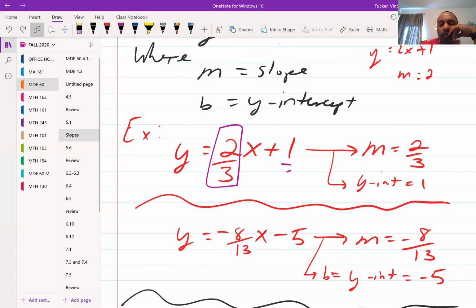All right, so there's another one right there. If I have y equal to negative 8 over 13x minus 5, your slope is negative 8 over 13. Your y-intercept is negative 5.